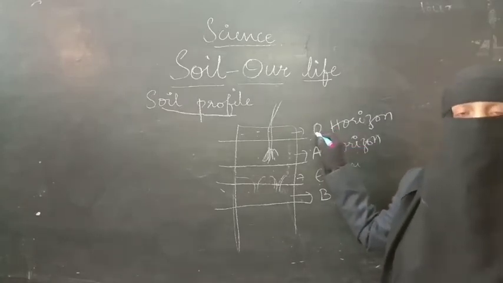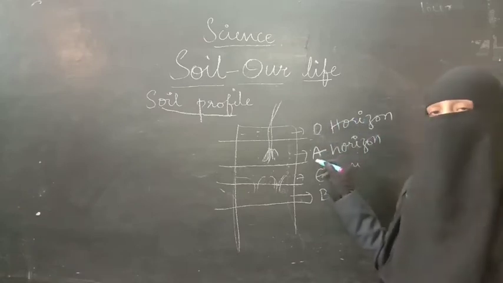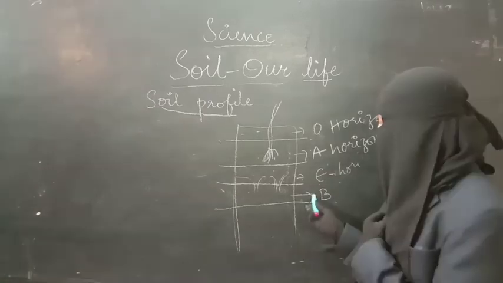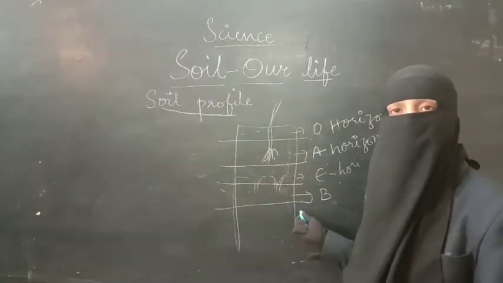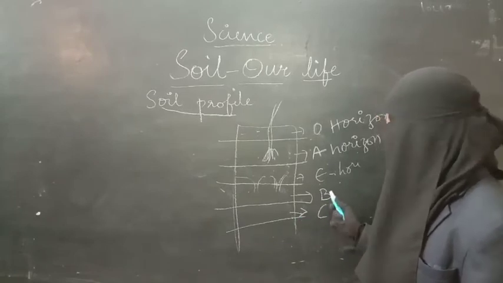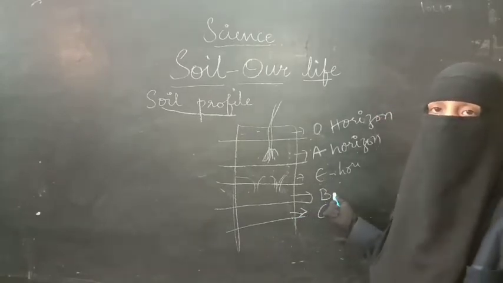O horizon is also called surface layer. A horizon is called topsoil. E horizon is called alluviation layer. B horizon is also called subsoil layer. It is beneath the E horizon and above the C horizon. That means it is in between E and C horizon.